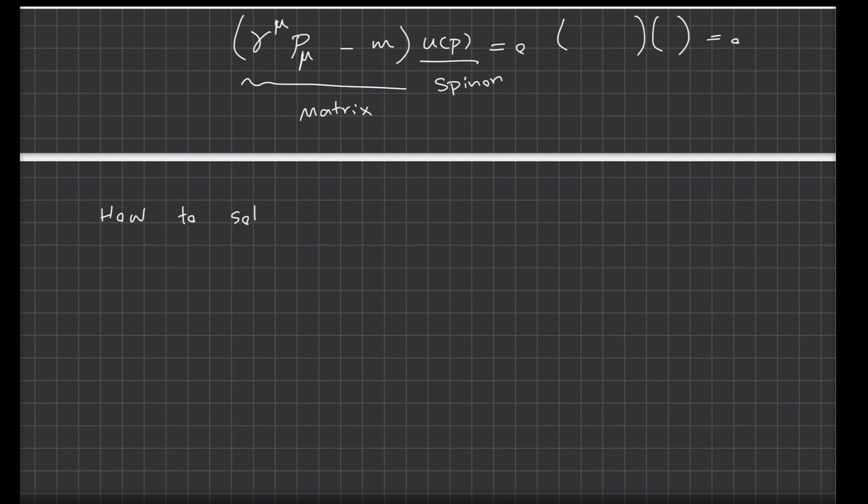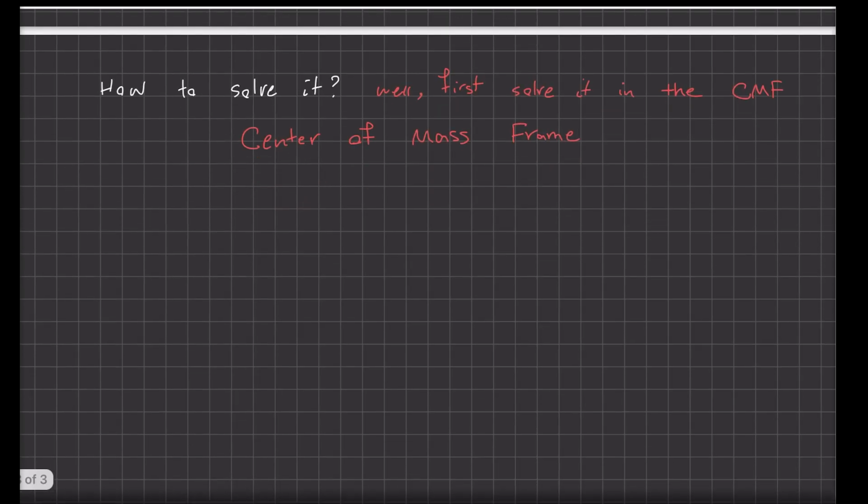How do we solve this equation in general? One particular way is to use a boost and take everything to the center of mass frame, CMF. In the center of mass frame, we don't have any external momentum, so our momentum component is 0, and p only has the p0 term.